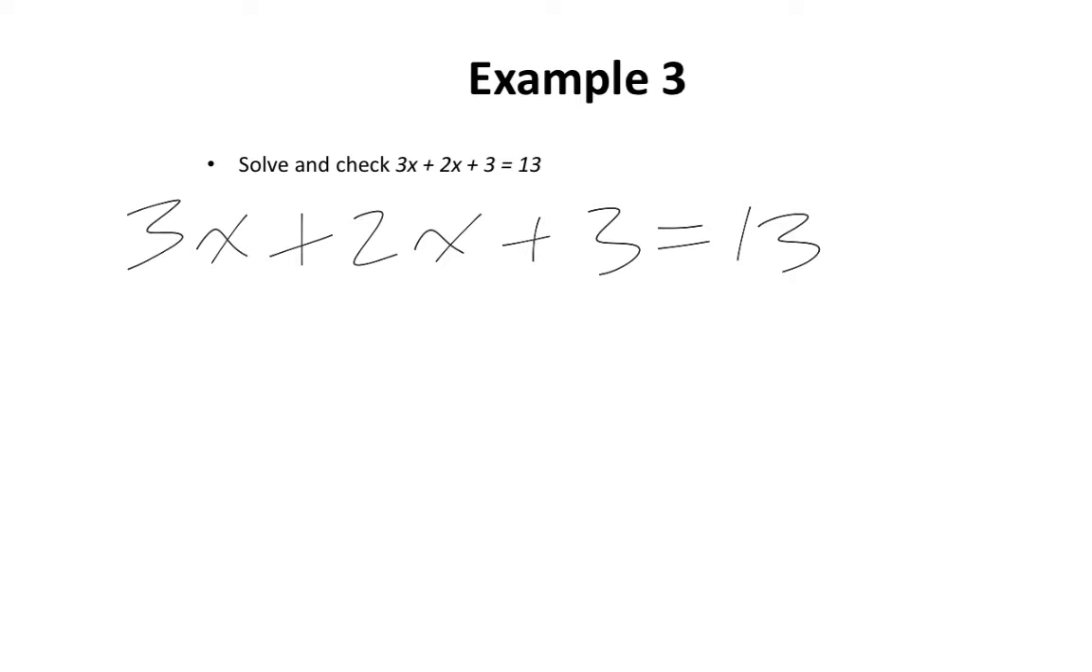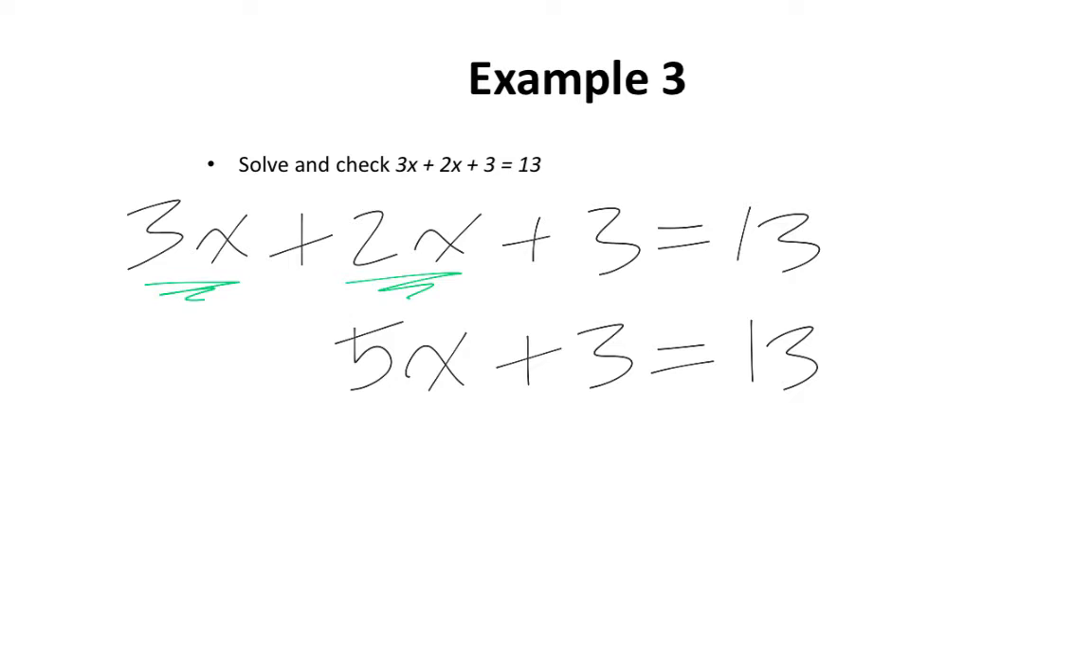Left side of the equation, we have like terms. 3x and positive 2x are like terms. We need to simplify these. 3x plus 2x is 5x. The plus 3 stays the same, and the 13, which is on the other side of the equation, stays the same as well. We want to solve for x.